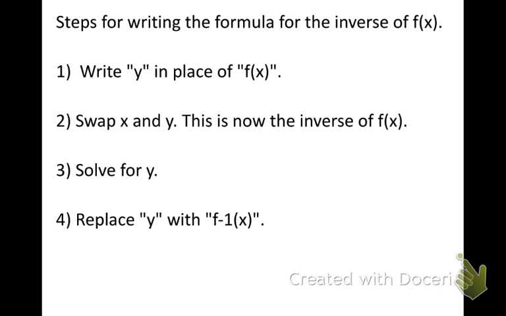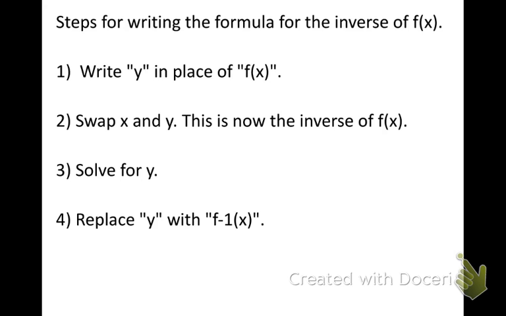We are now looking at Notes U, Part 2, and we are going to get into algebraically finding inverses. This is the fun stuff, in my opinion. Here are the steps for writing the formula for the inverse of f of x.